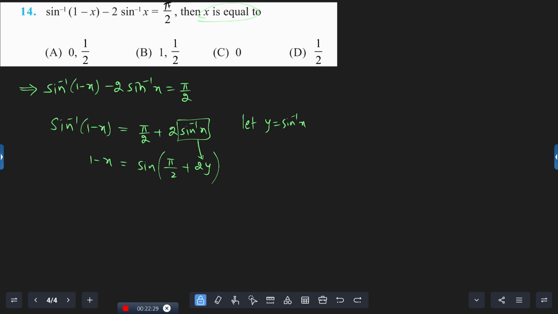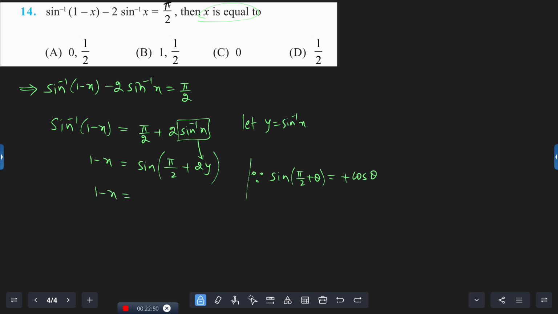Now, which looks like what? This is sine of pi by 2 plus theta, means sine of 90 plus theta. What quadrant? Second quadrant. In the second quadrant sine is positive. Sine will become what actually? Cos. Okay. So that is what I'm going to use here. But instead of theta, what do we have here? 2y.